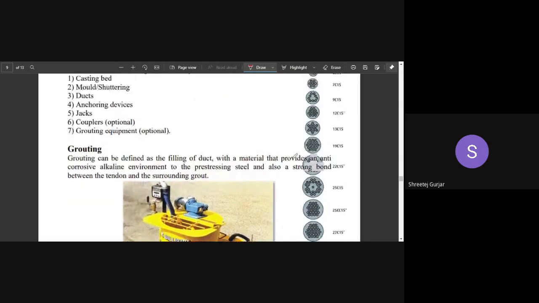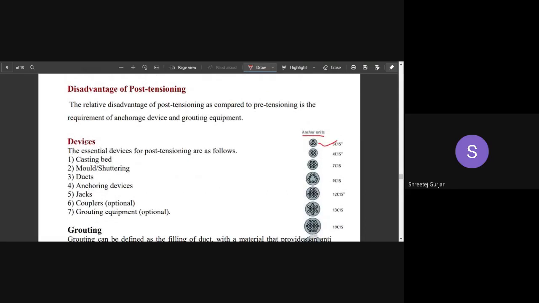Okay, so coming to devices which are essential for post tensioning. First and foremost, what you require is a casting bed for casting of your concrete, right? The first thing that we do is casting of concrete. For that we need a casting bed, and we need shuttering or molds. So that is your first pre-requirement.